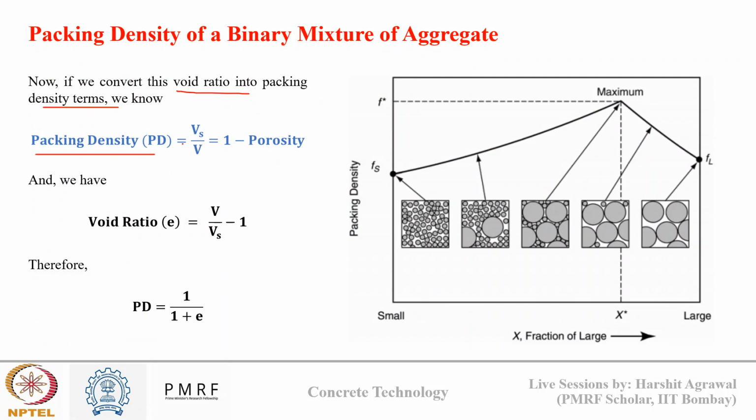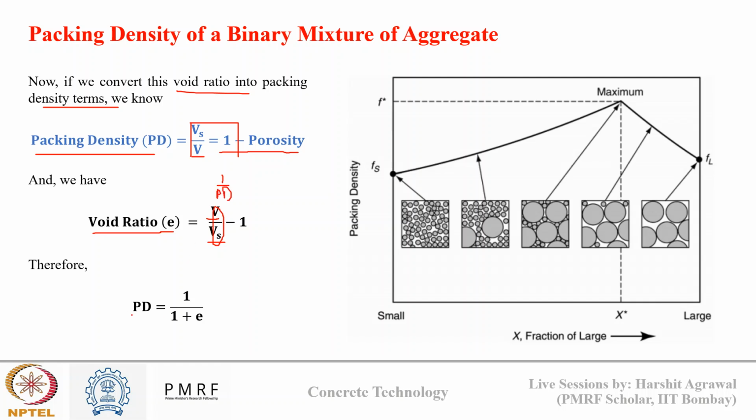So we know packing density is nothing but the volume of solid upon bulk volume, which is equal to 1 minus porosity. This derivation we have seen. And we know void ratio is V upon Vs minus 1. So the inverse of this term is my packing density, and I can write this term as 1 upon Pd.